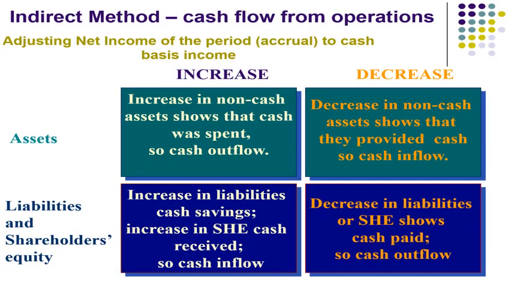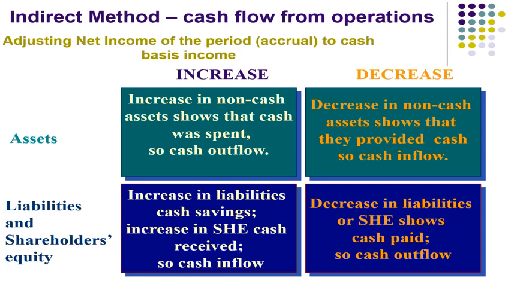Now we come to the indirect method. The first examples we were looking at used the direct method. Now indirect method, cash flow from operations. We're going to adjust the net income on the period outflow to cash basis. So increase in assets.